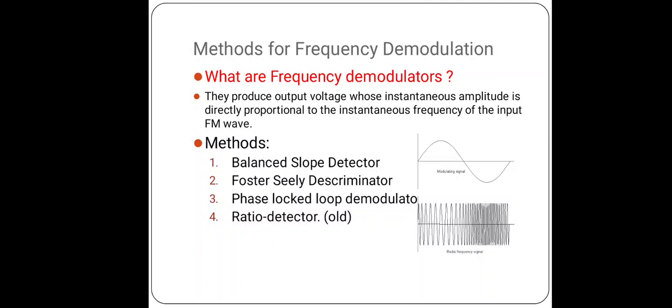So the changes are directly proportional. The input modulating signal changes with respect to the output frequencies. The types of frequency demodulators are balanced slope detector, Foster-Seeley discriminator, phase locked loop demodulator, and ratio detector.